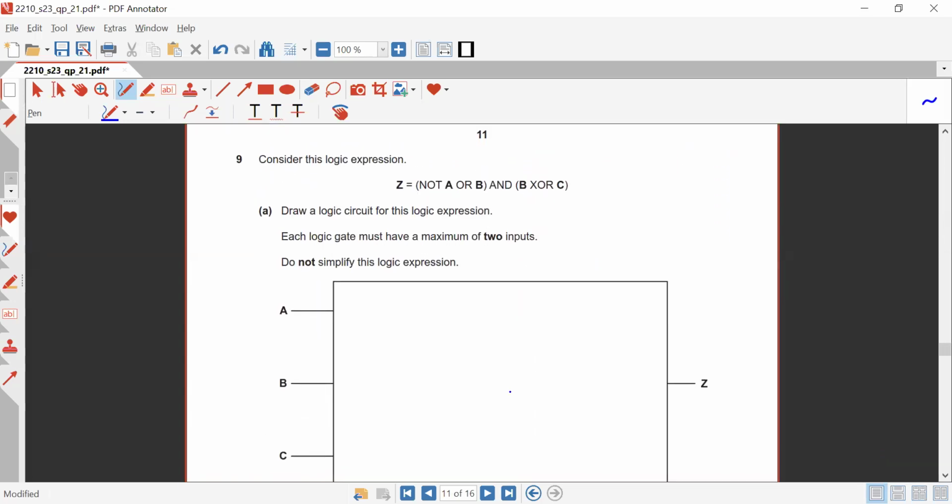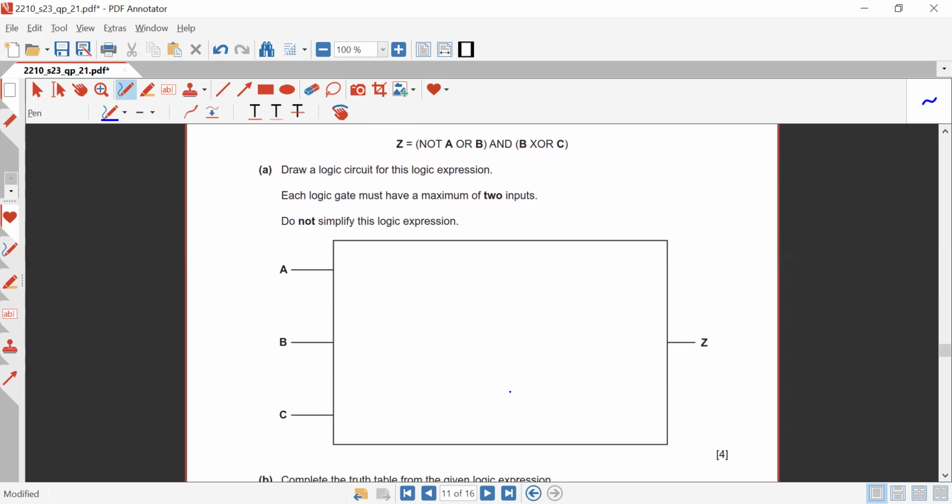Coming towards question number 9. What does that say? It says, consider this logic expression Z equals NOT A OR B AND B OR C. Draw a logic circuit for this expression. First of all, they are saying NOT A OR B. As we know that by default, every input is on 1, so NOT A means it's a 0. So we will be making a NOT gate over this A and an OR gate to join A and B. The output is going into the AND gate.